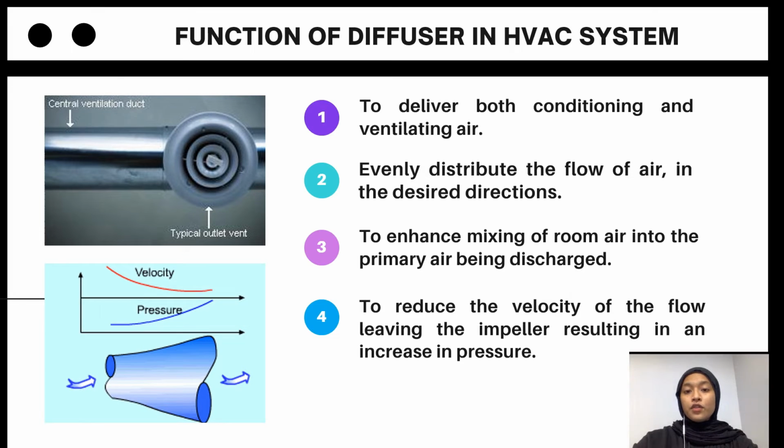There are 4 functions of a diffuser in HVAC systems. It is used to deliver both conditioning and ventilating air, evenly distribute the flow of air in the desired directions, enhance mixing of room air into the primary air being discharged, and reduce the velocity of the flow leaving the impeller, resulting in an increase in pressure.